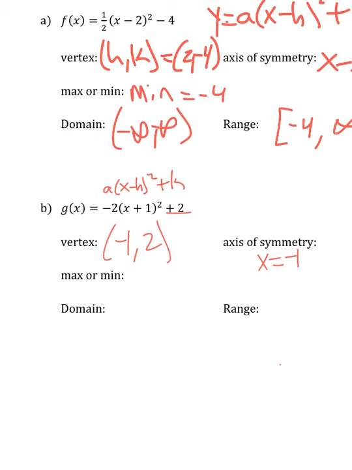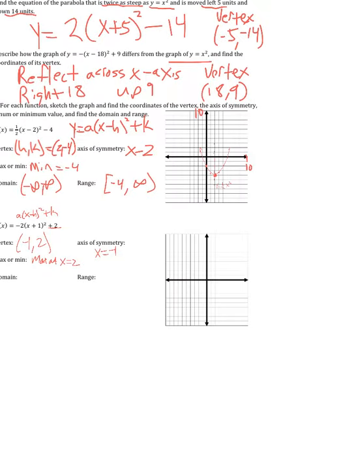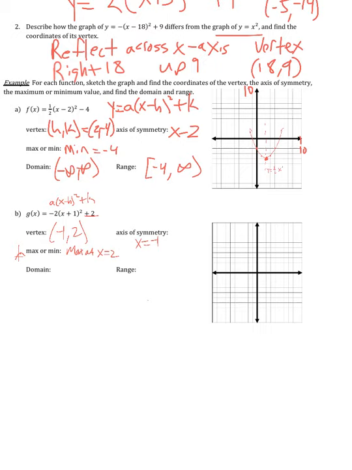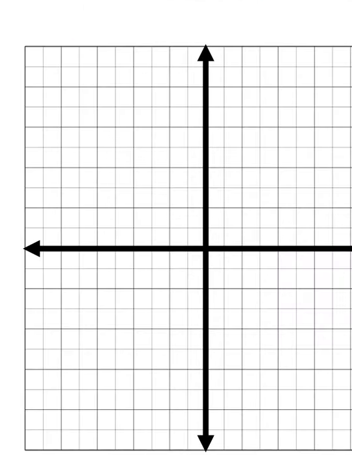Okay, now this is opening down, so it's going to have a maximum. It's going to have a max of 2, because that y value is the maximum. All right, so let's draw it, and then we can answer the domain and range. So the vertex is at -1, 2. So let's mark that. -1, 2, there's our vertex right there.